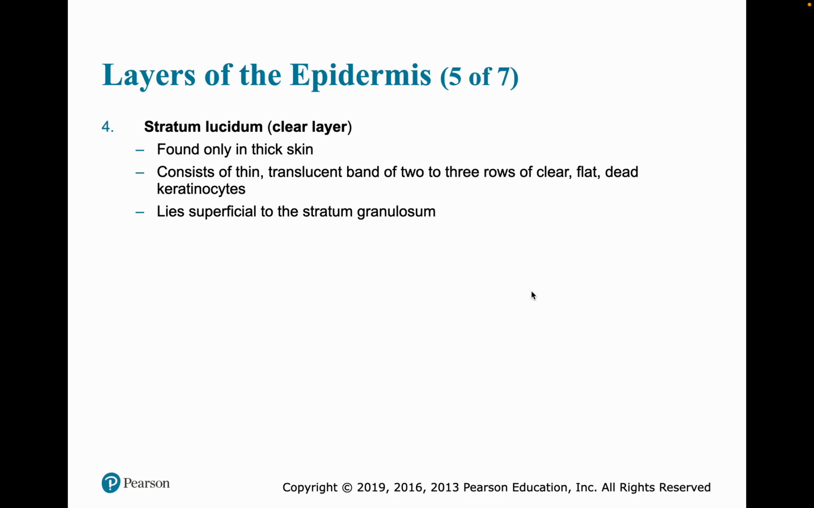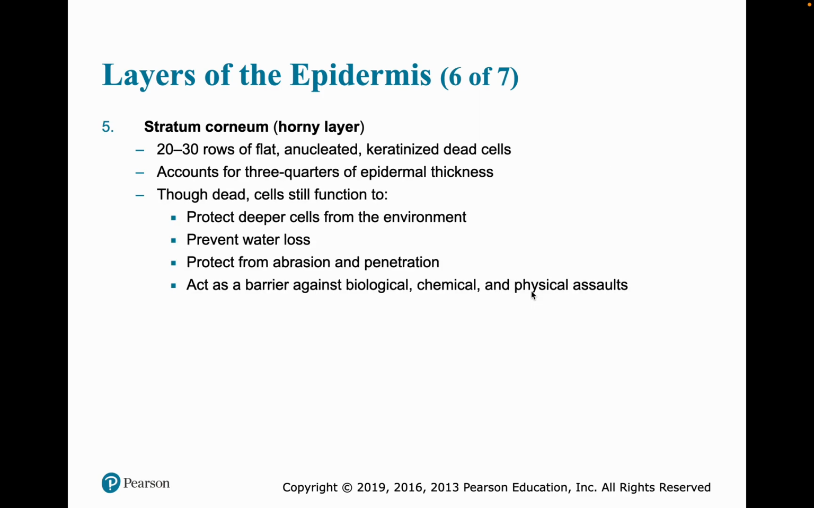The stratum lucidum, if we happen to be in thick skin, is a thin, translucent band of 2 or 3 rows of clear, flat, dead keratinocytes, and it would be just above the stratum granulosum. But in most cases, we would not have the stratum lucidum, and we would go right to the stratum corneum, which is also called the horny layer.